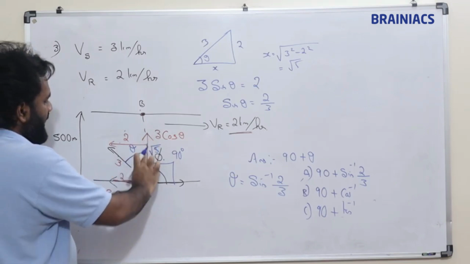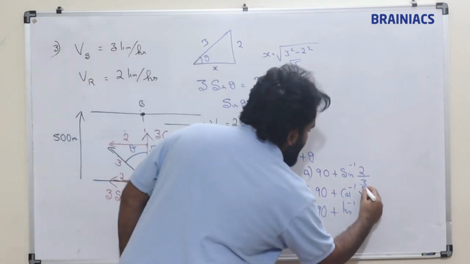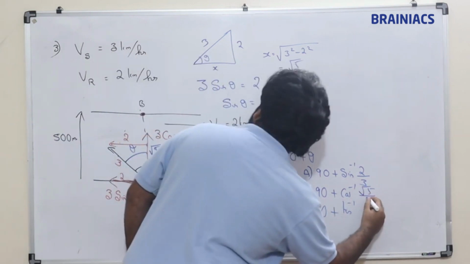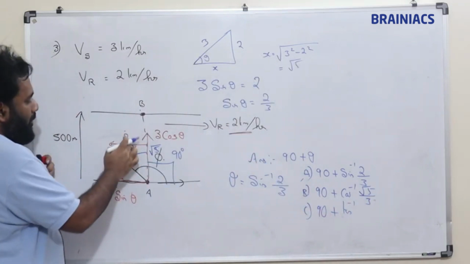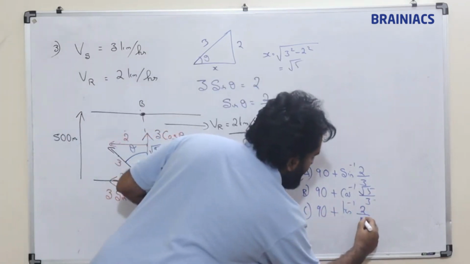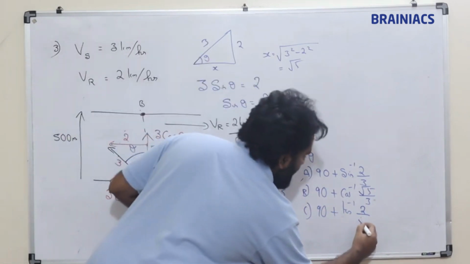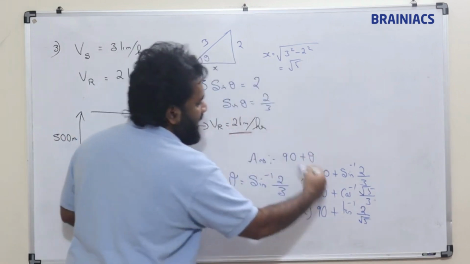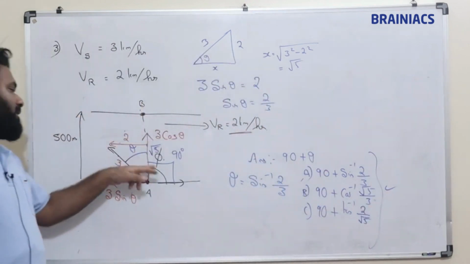So cos theta is equal to adjacent side by hypotenuse. This could be root 5 divided by 3, and in terms of tan, opposite by adjacent, this can be 2 divided by root 5. So all these are correct answers based on the angle.